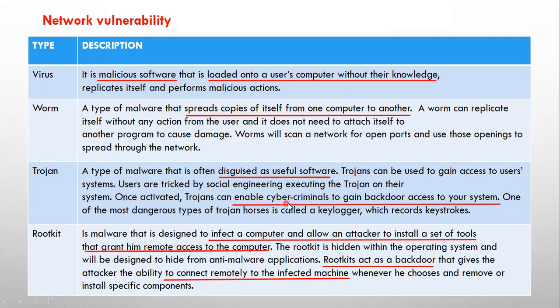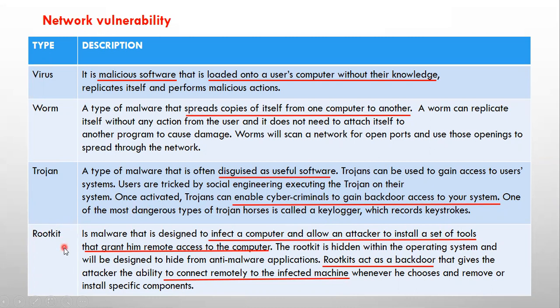Trojans can enable cyber criminals to gain backdoor access to your system. One of the most dangerous types of Trojan horses is called a keylogger. A keylogger records keystrokes. So if you're typing in passwords and other sensitive information, that can be recorded.